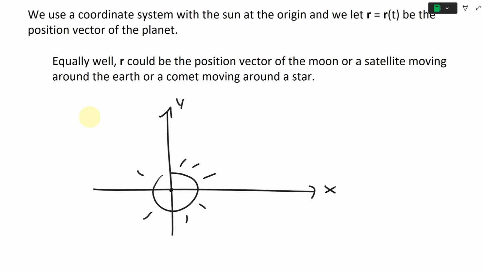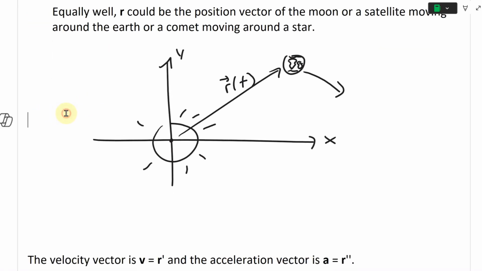And then for the position vector, let's say we have a planet, and it's going to be somewhere around there. This is going to be the vector r of t. And there's a planet, so there's the Earth right there. Let's draw the Earth like that, with Antarctica. Okay, there it is, so that's the Earth, and it's moving around.